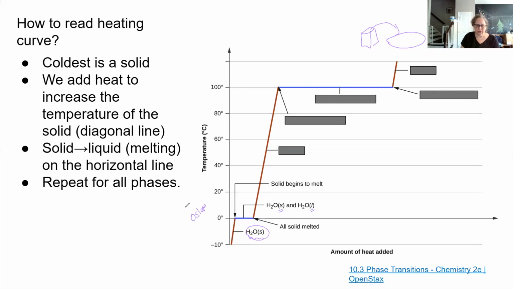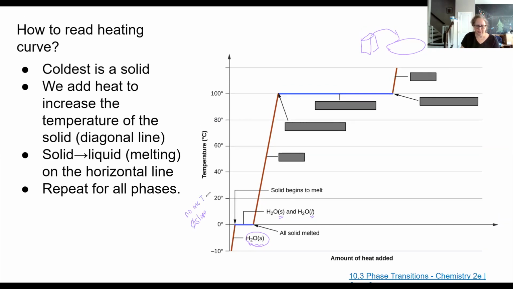There is no increased temperature. But look at this. There is heat added. That heat had to go somewhere. It was taken inside. Oh, inside. Something is taken inside, it's endothermic.